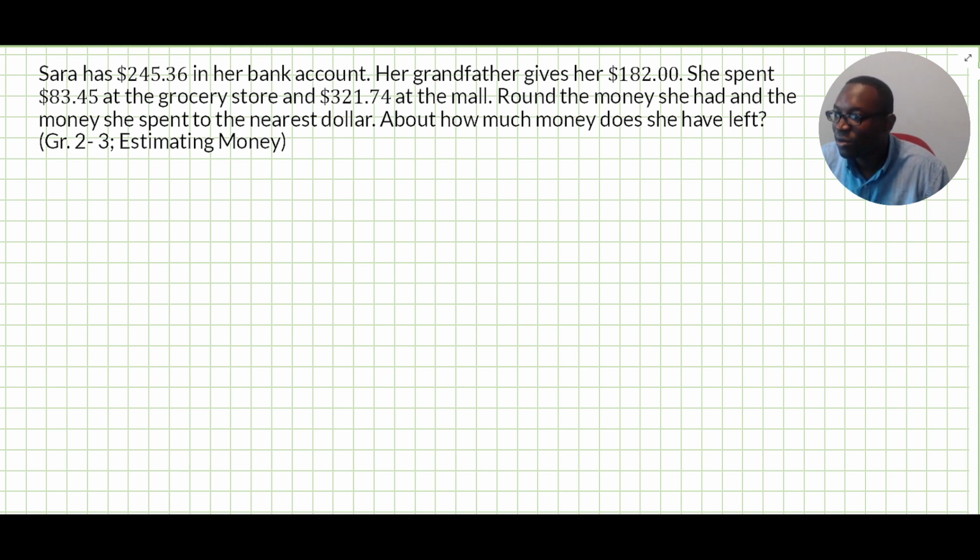Okay, so for 2nd graders and 3rd graders, we have: Sarah has $245.36 in her bank account. Her grandfather gives her $182. She spent $83.45 at the grocery store and $321.74 at the mall. Round the money that she had and the money she spent to the nearest dollar. About how much money does she have left?